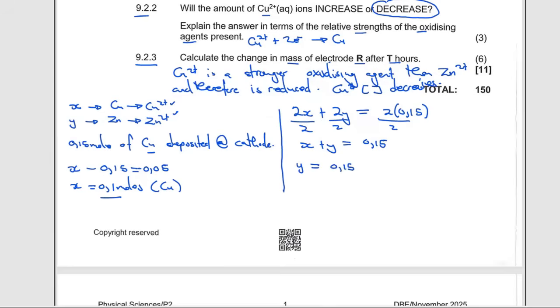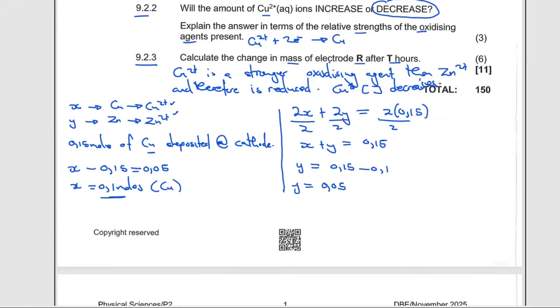But did I get the value of x? Yes, the value of x there, I got a value of 0.1, right? So I'm going to subtract 0.1 there. So our y is equivalent to 0.15 minus 0.1. What do I get there? It gives me a value of 0.05.